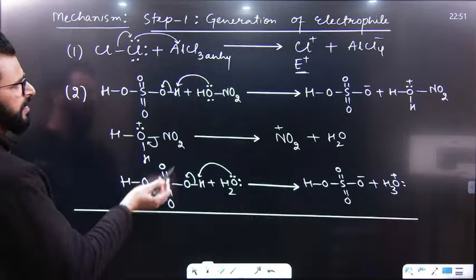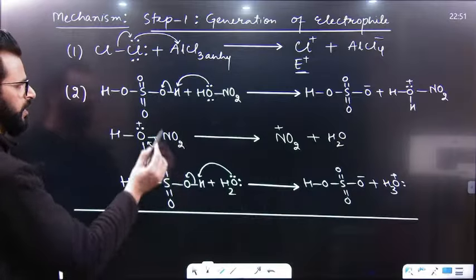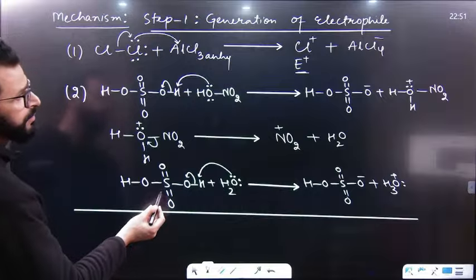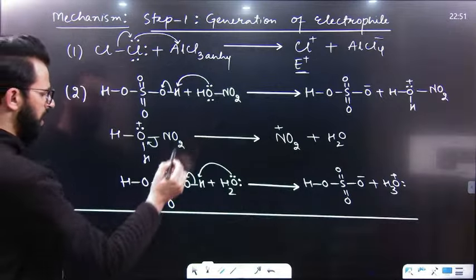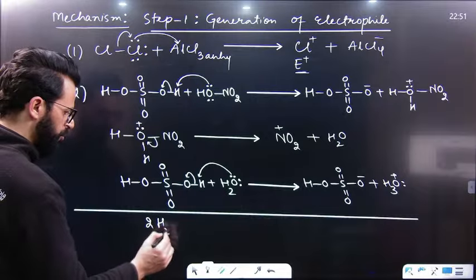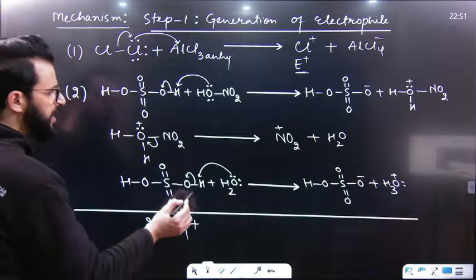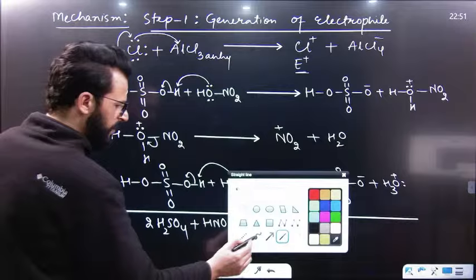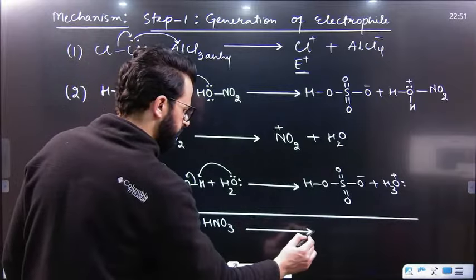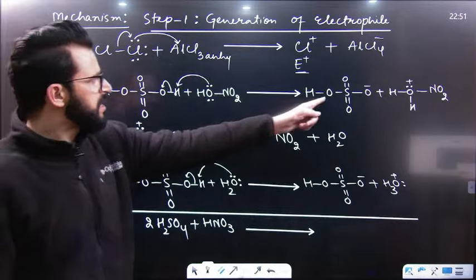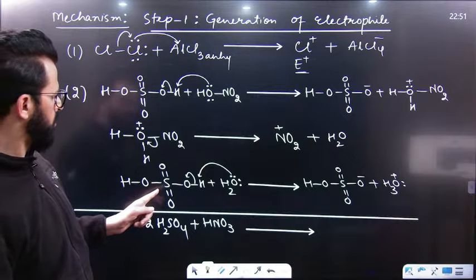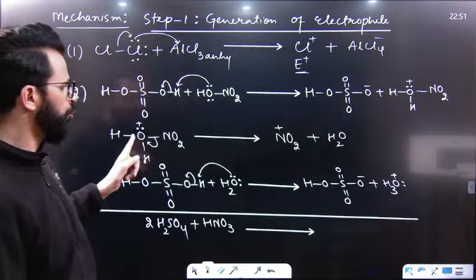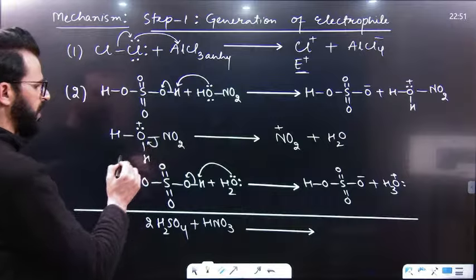Now, if I write down a net reaction over here, this is one H2SO4, this is another H2SO4. That means we have used two H2SO4 molecules on the reactant side. We have used an HNO3 molecule on the reactant side. After that, this is the product, but it is used over here. That means I will not write down this one.